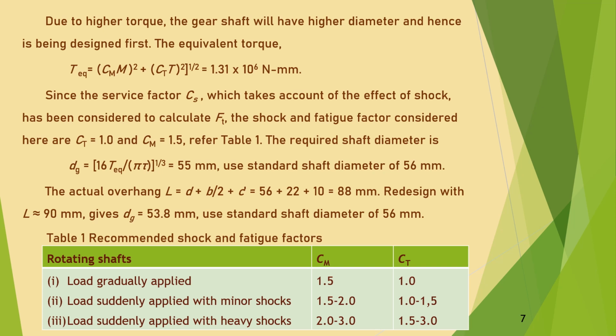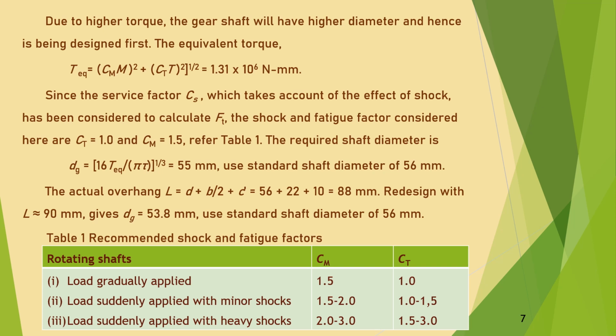Since the series factor Cs, which takes account of the effect of the shock, has been considered to calculate Ft, the shock and fatigue factors considered here are Ct equal to 1 and Cm equal to 1.5, which is the minimum value as given in table 1. The required shaft diameter is calculated as 55 mm. Use a standard shaft diameter of 56 mm. For standard shaft diameter series, refer reference 1.